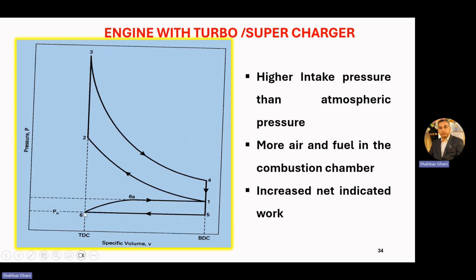So we have a P naught here at 0.6, intake stroke 6A and then goes to 1. Your intake stroke completes from 1 to 2. We have a compression stroke from 2 to 3, heat addition or combustion from 3 to 4, a power stroke from 4 to 5, exhaust blowdown, and from 5 to 6, the exhaust stroke.